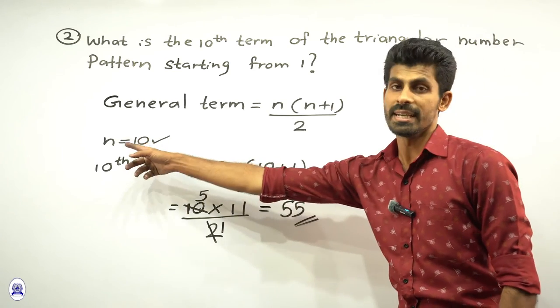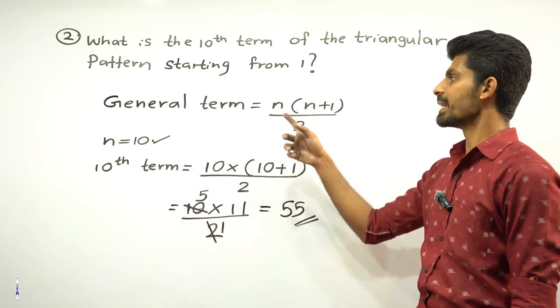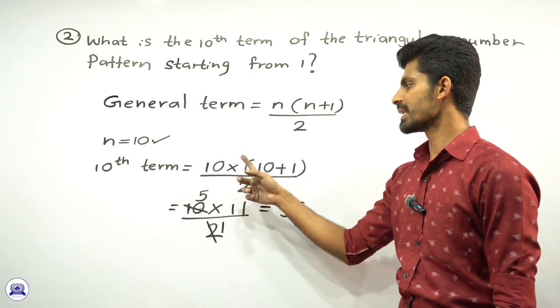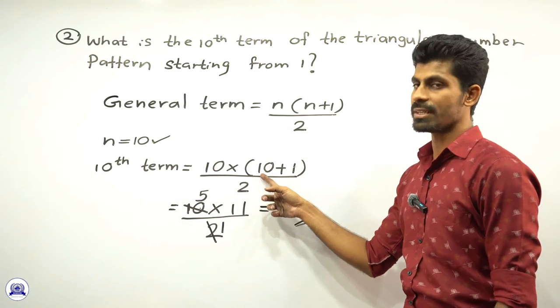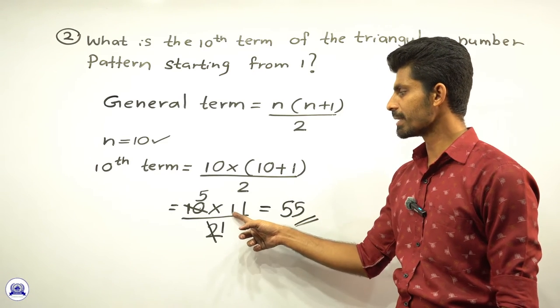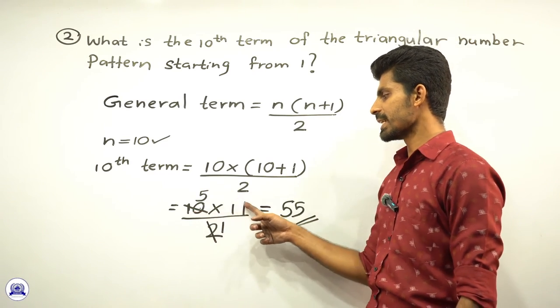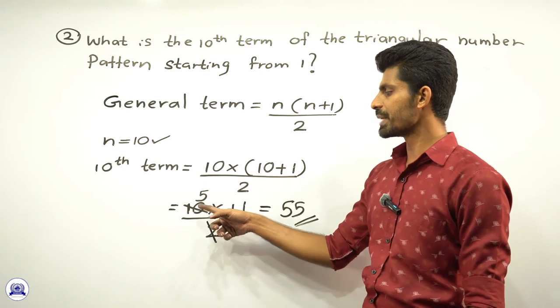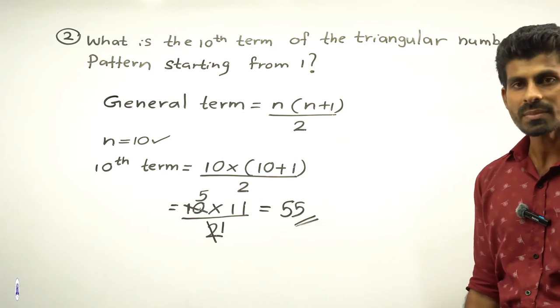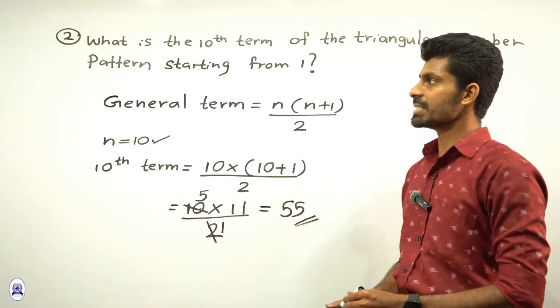Very easy. Instead of n, you can substitute 10. N times n plus 1 divided by 2. 10th term means 10 into 10 plus 1. 10 plus 1 equals 11, divided by 2. 10 into 11 divided by 2. 2 divided by 2, 1. 10 divided by 2, 5. 5 into 11, 55. So this is question number 2.